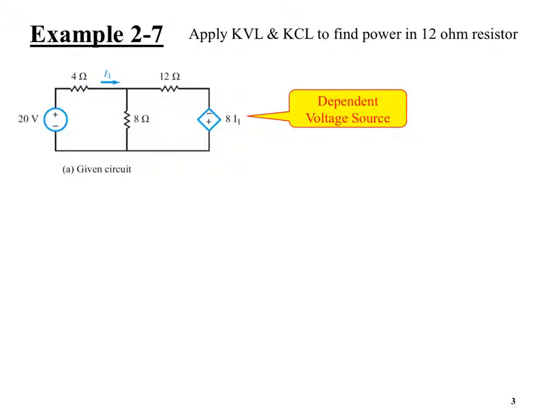One of the features of this particular example is that we have a dependent voltage source, and we'll see here that that really doesn't bother us at all. We can still write our KVL and KCL. Our goal here is to find the power in this 12 ohm resistor. Now, we just happen to apply KVL and KCL to answer that. KVL and KCL could be applied to answer other things in this problem.